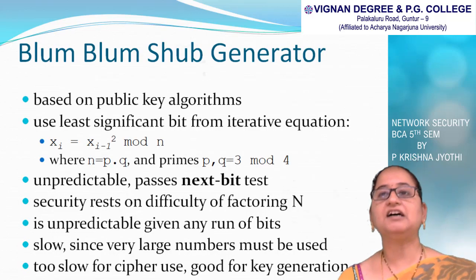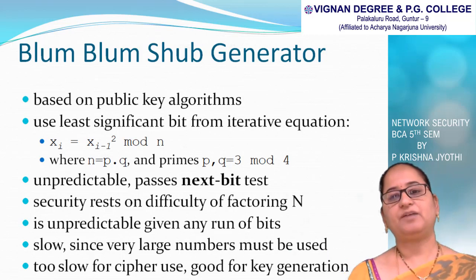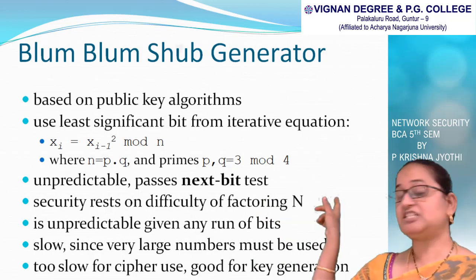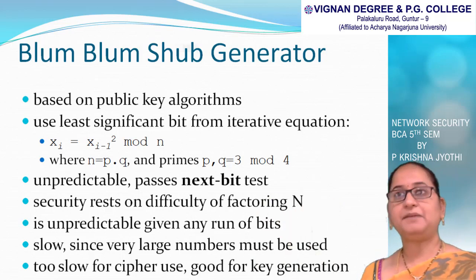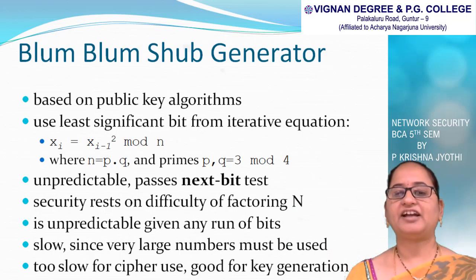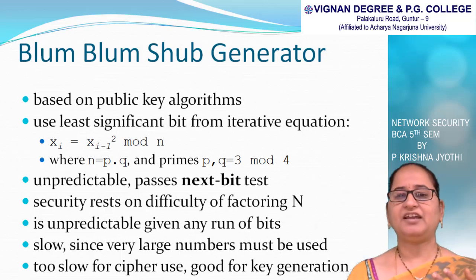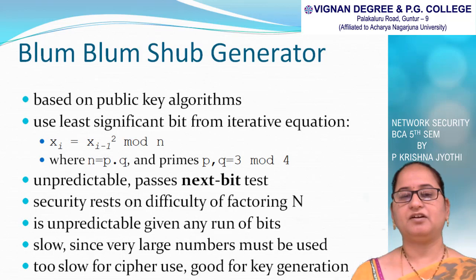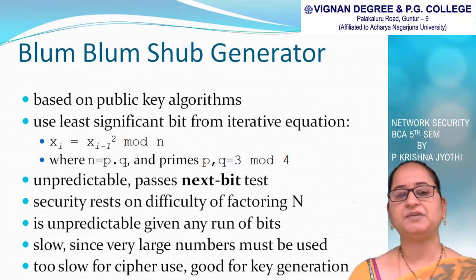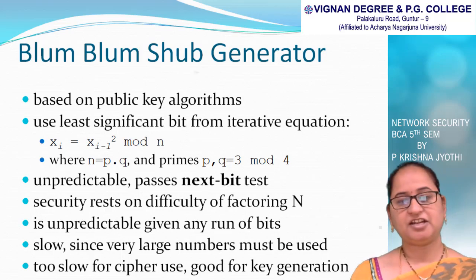Another method is the Blum-Blum-Shub generator. It's based on public key algorithms. It uses the least significant bit from the iterative equation. This equation is mentioned here. It is unpredictable, and its security rests on the difficulty of factoring n, and it is unpredictable given any run of bits. It is used with public key algorithms because it is too slow for cipher use, but it is good for key generation.